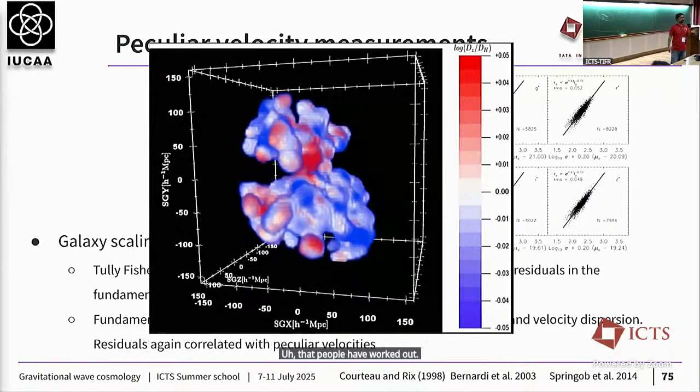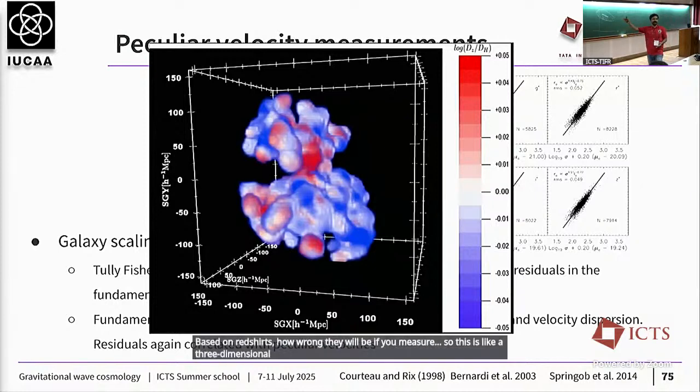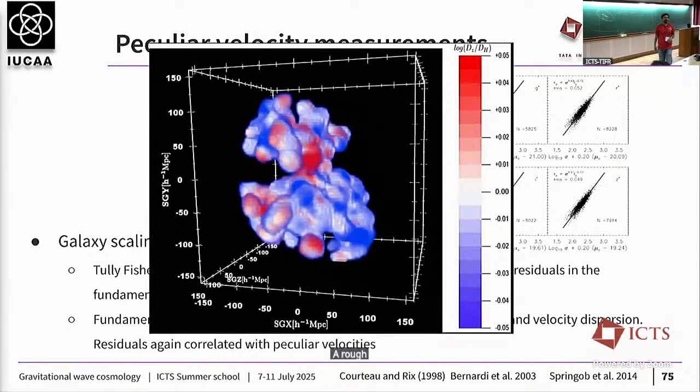So this shows how wrong you can get distances based on redshifts, how wrong they will be if you measure. So this is like a 3-dimensional field. I'm just showing you a rough map of what this looks like. And so this is how you do the peculiar velocity measurements.